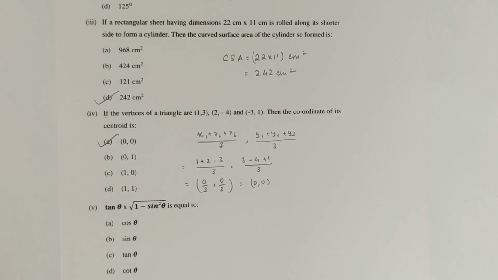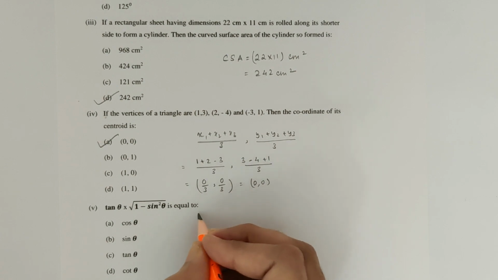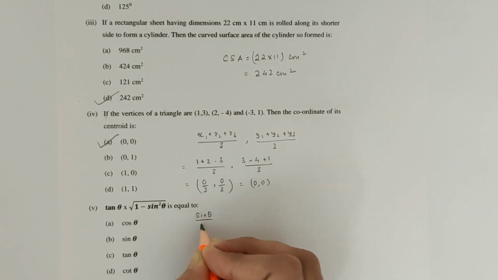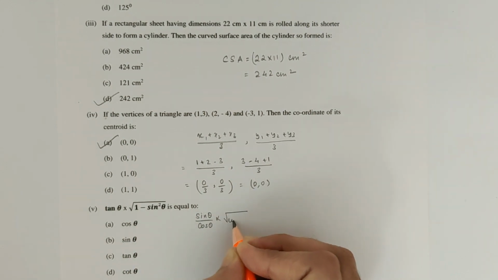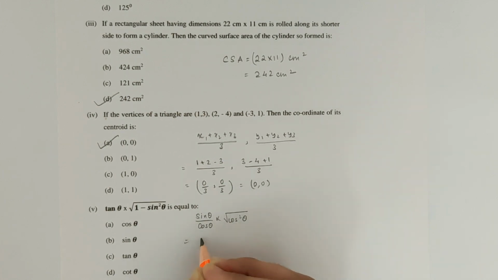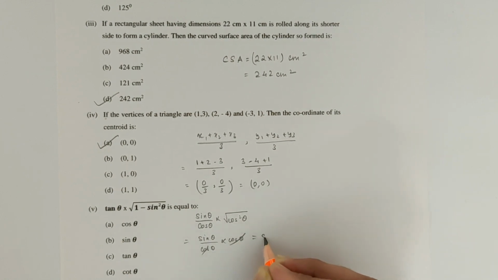Part 5. Tan theta into square root of 1 minus sine square theta is equal to, let's solve it. So tan theta is equal to sine theta by cos theta, and over here 1 minus sine square theta is equal to cos square theta. So root over cos square theta. So what do we get? Sine theta by cos theta into cos theta. So ultimately we get sine theta. Hence option B, sine theta, is correct.